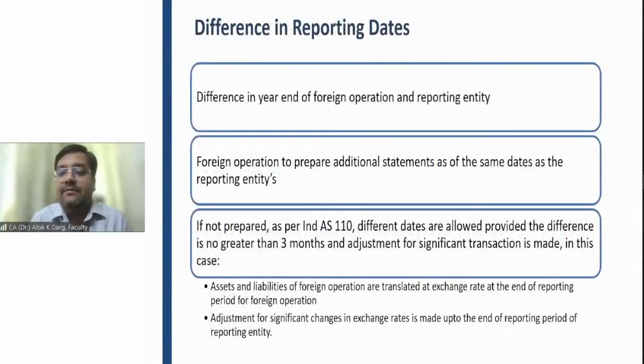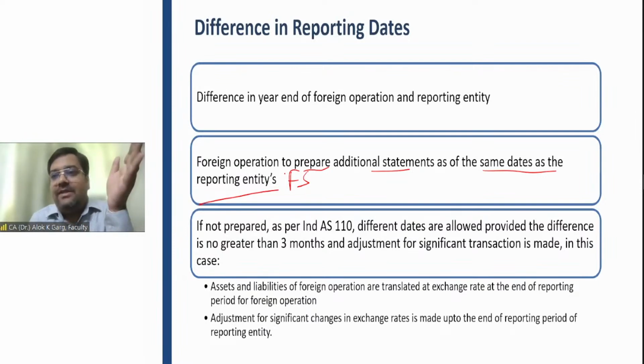Difference in reporting dates. Sir, if I am a parent in India and my subsidiary is preparing 31st December financial statement and I am preparing 31st March financial statement, so the reporting entity, which is INR, is 31st March. The subsidiary foreign operation is 31st December, which is US dollar. So if there is a difference between entities' financial statements, as per Ind AS 110 consolidation standard, a 3 months difference is allowed for consolidation, right? 3 months difference is allowed for consolidation, provided the foreign operation prepares an additional statement as of the same date as the reporting entity's financial statement.